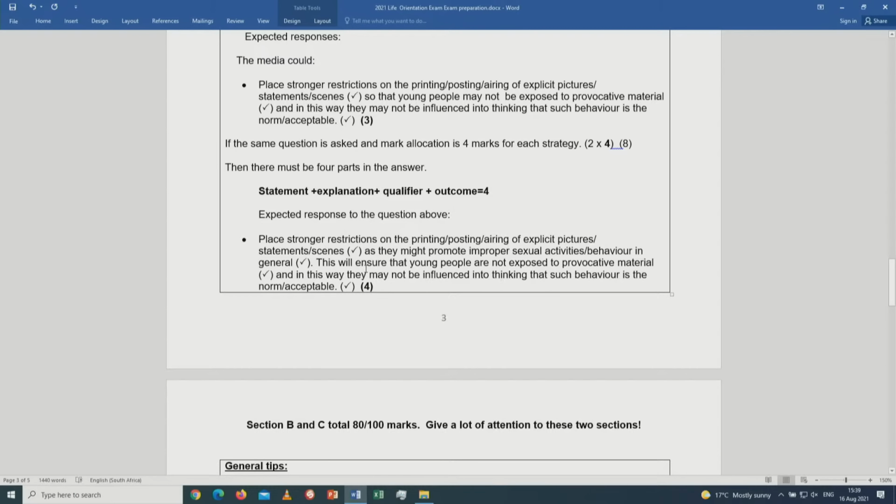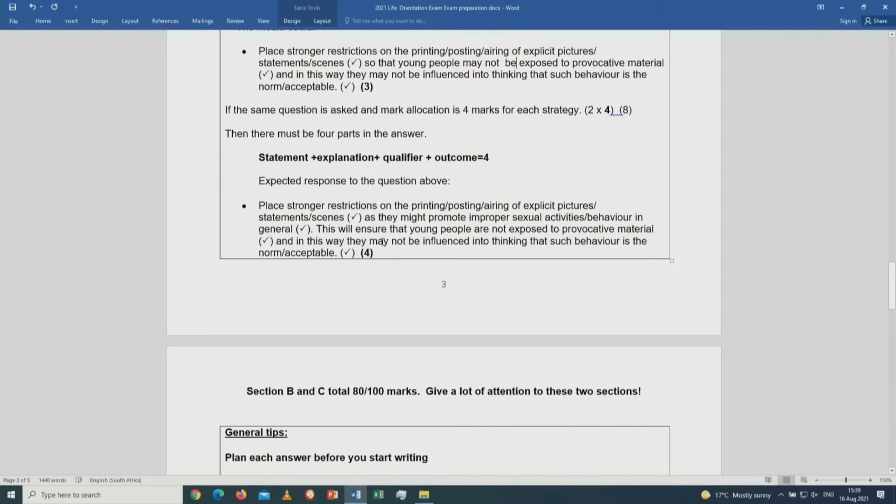This will ensure that young people are not exposed to provocative material, the third mark. This is the qualifier actually. And the conclusion, or the outcome, is that in this way, they may not be influenced into thinking that such behavior is the norm or is acceptable. Can you see there are 4 parts? I have a statement, I explain the statement, I qualify, and then I give the outcome.